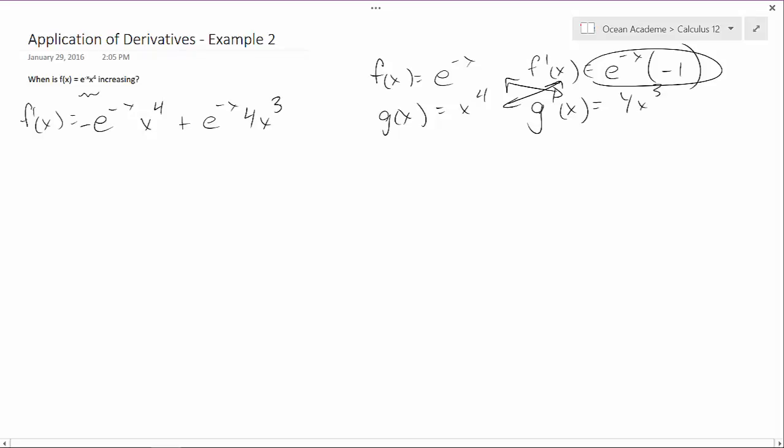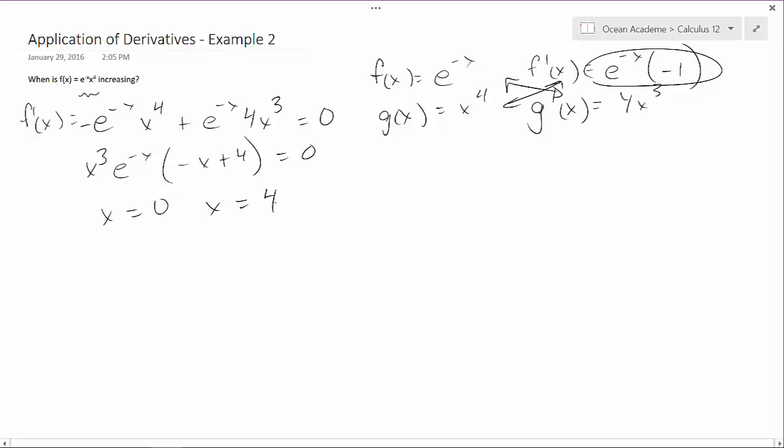Now what we need to do is solve for x. So we're going to set this equal to 0. So if we factor out our x to the power 3 and also our Euler's number to the power negative x, we're left with negative x plus 4 equals 0. So this tells us that our x equals 0 and 4.